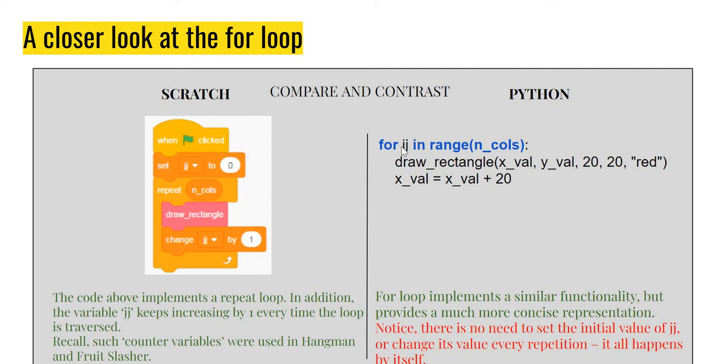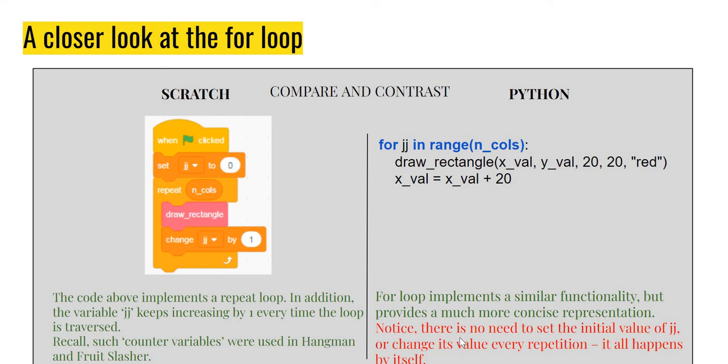In Python we have just said for JJ in range n calls and done everything. If we had to do the same exact thing in Scratch, we have a repeat loop, but we will have to additionally put a variable. So we'll put a variable here, set JJ to say 0, and in this case we are going to have to change JJ by 1 because my range n calls is changing by 1. If I was using a different range, then I would have to change JJ by some other number. But the magical part, or the beautiful part here, is that in Python, when we are writing this for loop, there is no need to set the initial value of JJ and also no need to change its value every repetition. It all happens by itself.